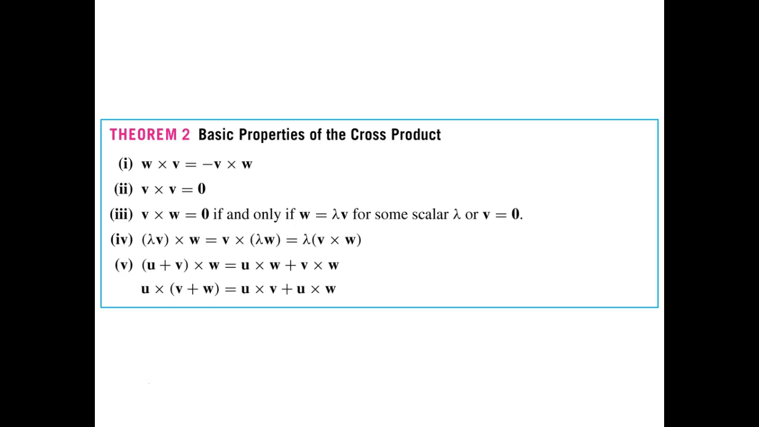If you have the sum of two vectors, u plus v, that's going to be a vector. Cross that with vector w, that's going to give you u cross w plus v cross w. You can't just arbitrarily change the order. That would change the direction. Or if you had u cross with the sum of two vectors, this is just the backwards of this, that's u cross v plus u cross w. Okay? You can't interchange those. You have to keep them in the right order. Cross products are that way.